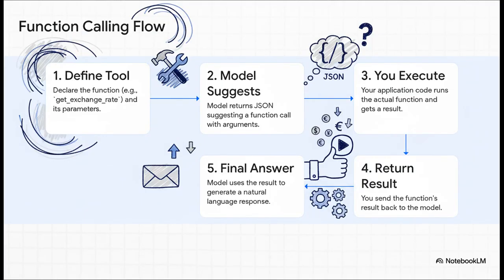It's actually this really cool back and forth dance. First, you tell the model, hey, here are the tools you can use. Then a user asks something like, "What's the exchange rate for euros?" The model, instead of guessing, sends back a little JSON packet that says, "Hey developer, can you please run the get exchange rate tool for me?" Your code does it, gets the live data, sends it back to the model, and then the model uses that fresh info to give the user a perfect answer.